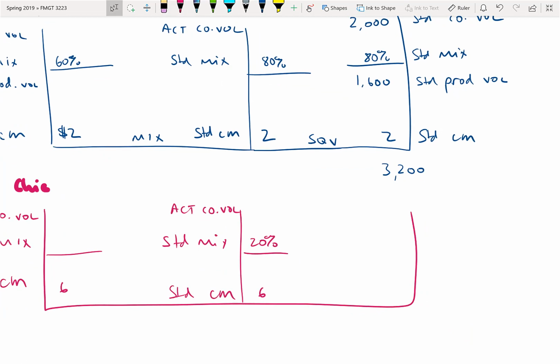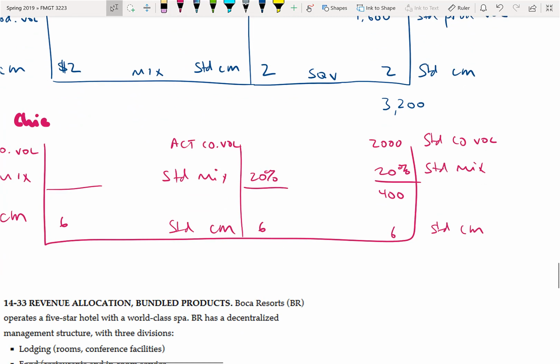On the far right side over here, we have our standard company volume of 2,000. We have our standard mix of 20%, 2,000 times 20% gives us 400. At $6, which is our standard CM, we get 2,400 on this side.